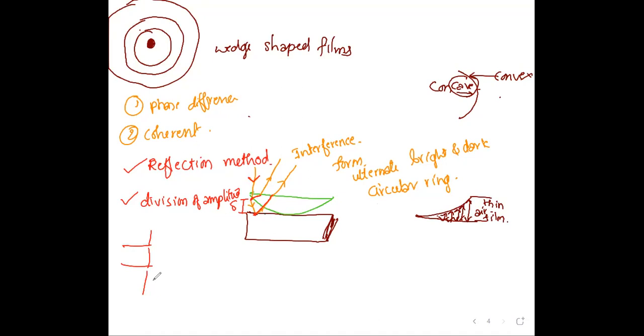Now, but here we are getting circular rings; we are not getting alternate bright and dark linear fringes. We are getting circular rings like this. What may be the reason for that? And the radius of each ring is different here. Why is it so? What could be the reason?